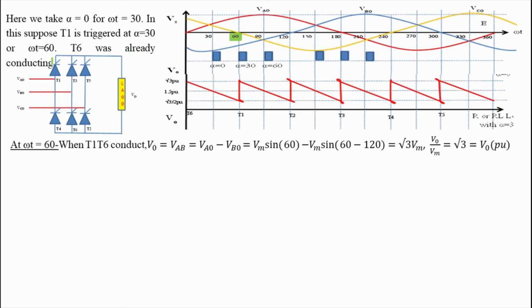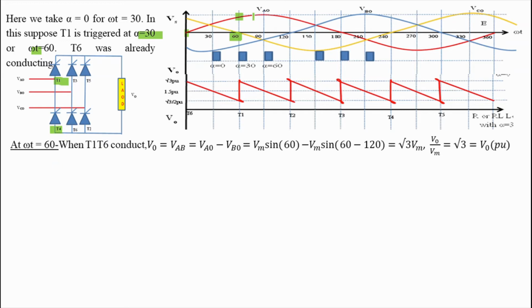That is 60 degree after zero crossing, because here alpha is 30 and omega t is equal to 60. So here zero crossing of the red waveform is at omega t equal to 0. So we will trigger the first thyristor at 0 plus 60, that is equal to 60 degree. So here thyristor T1 will be triggered because Va0 is the most positive waveform, and Va0 is applied to thyristor T1 and T4. It will make thyristor T1 forward biased and T4 reverse biased. So here we will trigger only thyristor T1.